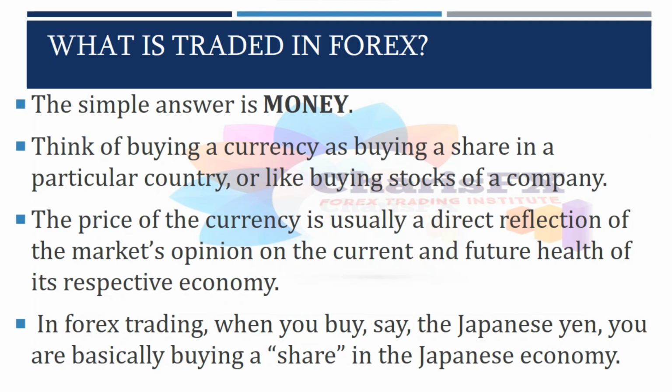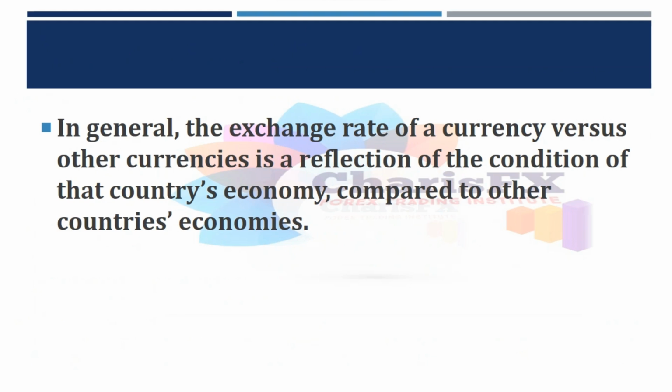The price of the currency is usually a direct reflection of the market opinion on the current and future health of its respective economy. So that means the value of a currency is a direct reflection of the market opinion on the current status of that country's economy as well as its future status. In Forex trading, when you buy, for example, the Japanese yen, you are basically buying a share in the Japanese economy. So in general, take note that the exchange rate of a currency versus other currencies is a reflection of the condition of that country's economy compared to the other country's economy.